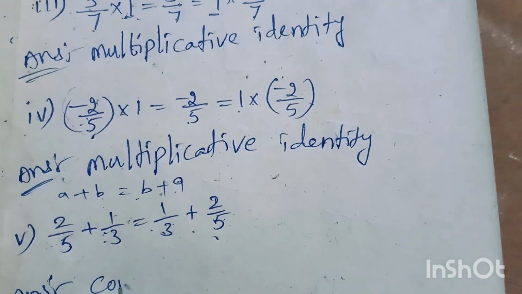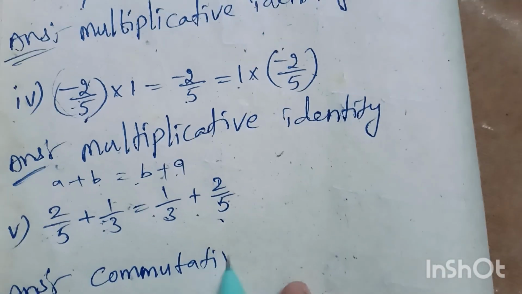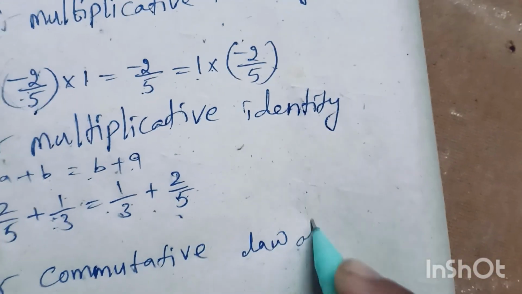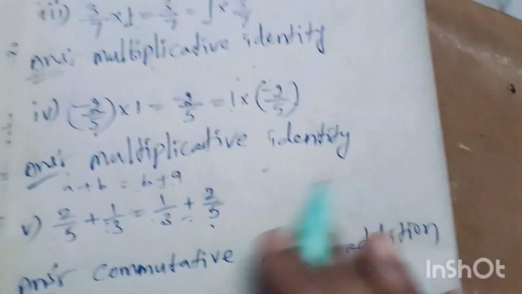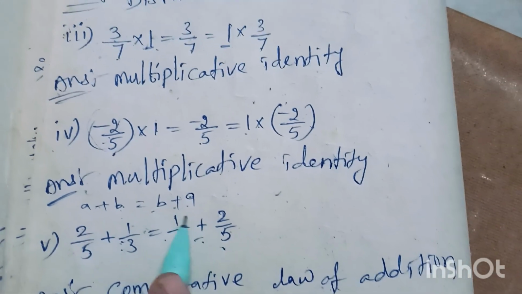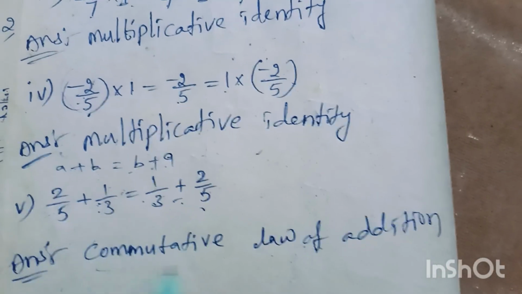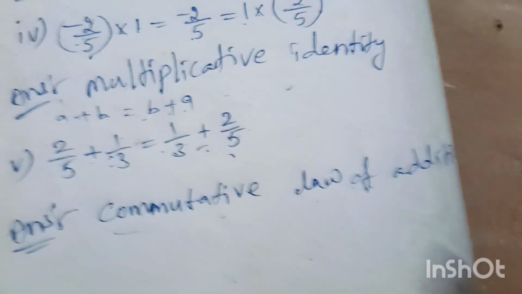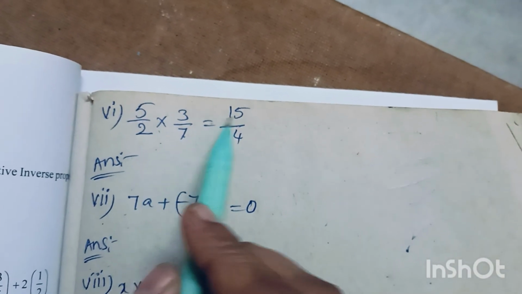Commutative property. Commutative law of addition. What operation is there here? Addition. So that's why commutative law of addition. In A plus B, we are changing the positions. In which property do we change the positions? Only the commutative property. So this is addition, so commutative law of addition.